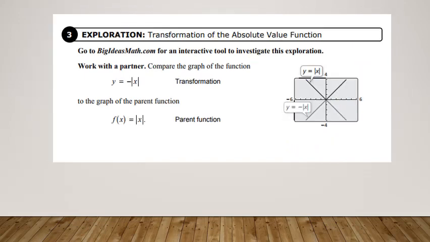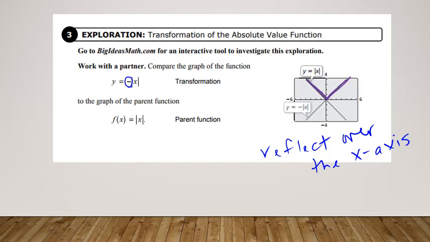Okay, so then the last one we're going to learn today, there are a couple more, but the one we're going to learn today is with this negative on the outside. The negative on the outside means it's going to reflect, you can write this in your notes if you need to, reflect over the x-axis. So here's the original function again. That's the original absolute value of x, and this works for every parent function. All the transformations are the same.